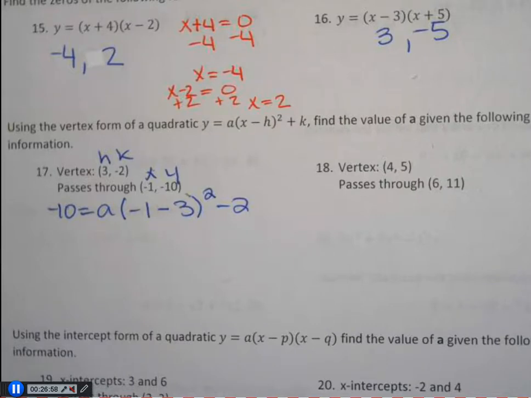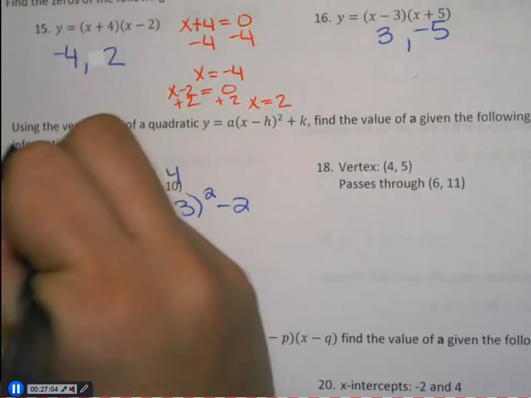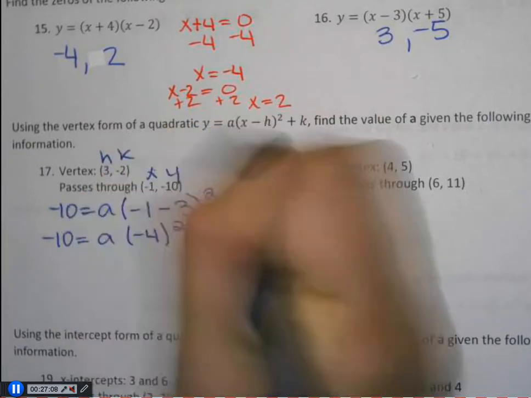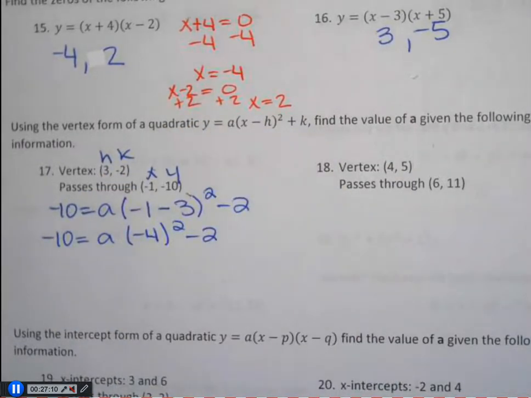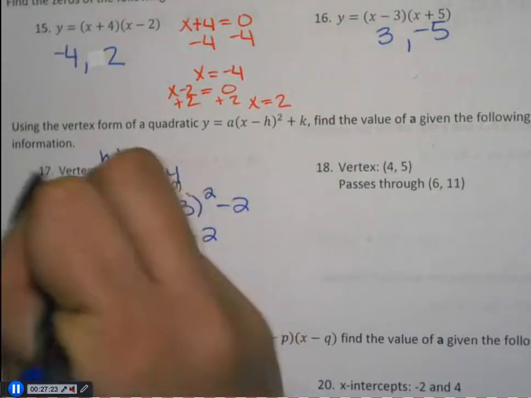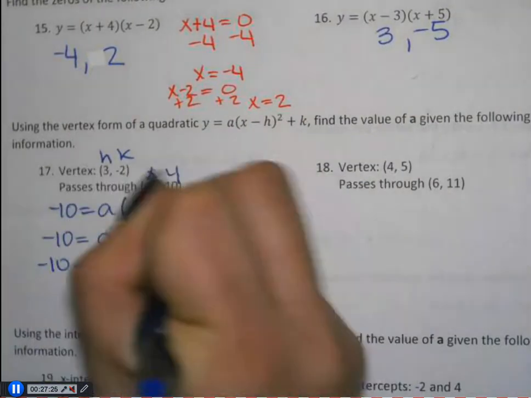So what's the first thing I want to do here? My parentheses, what's -1 minus 3? -4. Then, yeah, so -4 squared is... Okay, so I'm going to write the 16 in front of the A so I don't get confused.